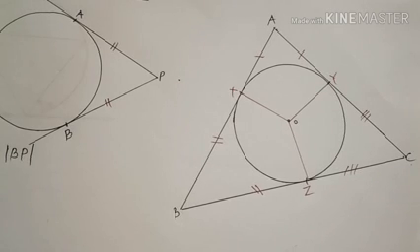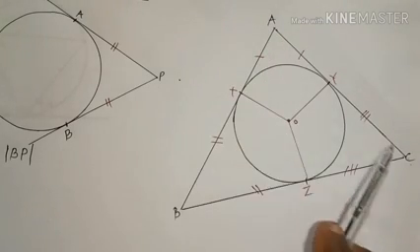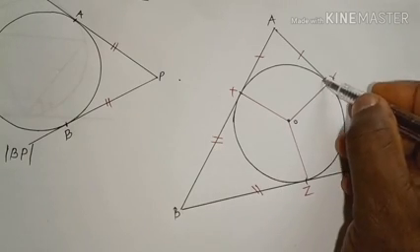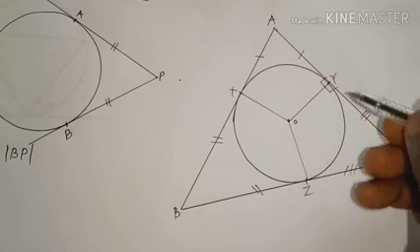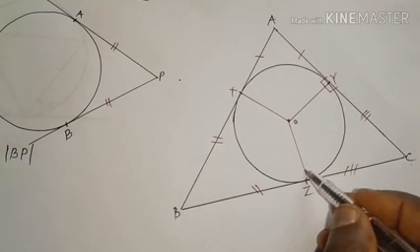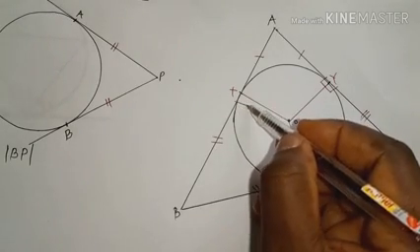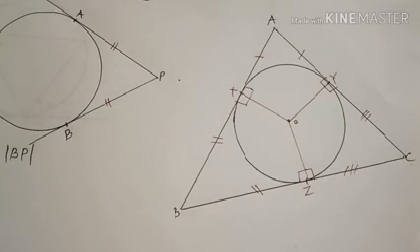Now, let's bring back some of the theorems we have learned. This is a tangent. This is a radius because this is the center of the circle. So this place is 90 degrees. Here too is 90 degrees. This is 90 degrees, and this is 90 degrees.